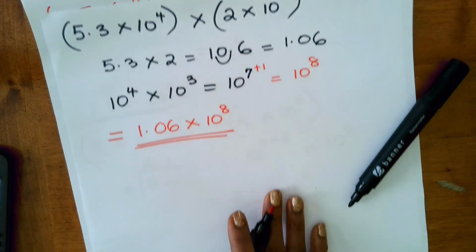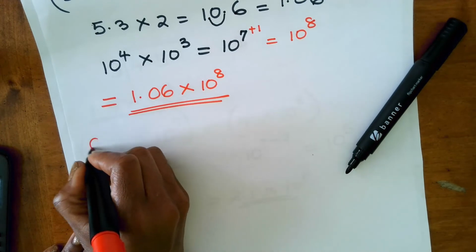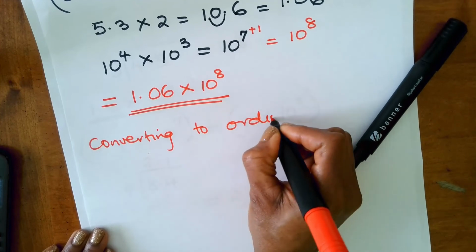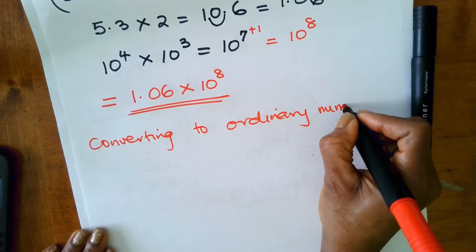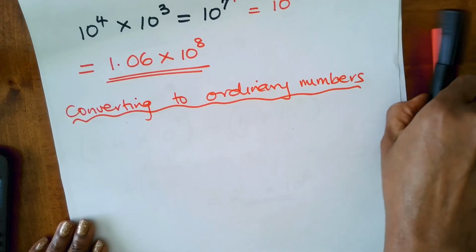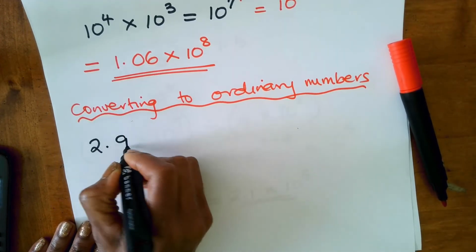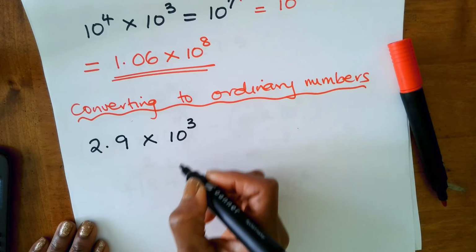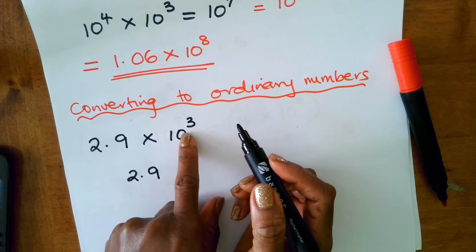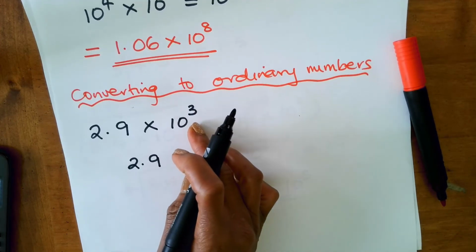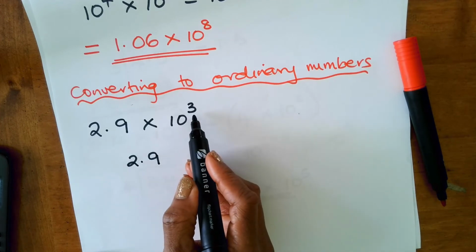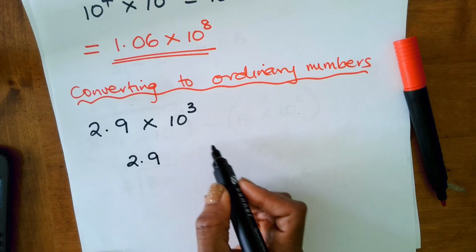Right. So now let's do converting to ordinary numbers. All right, if I've got 2.9 multiplied by 10 all raised to the power of 3. Now if I write out this 2.9, I've got 3 all raised to the power of 3, which means I've got 3 zeros. So I'm going to move 3 spaces to the right to get to my ordinary number.